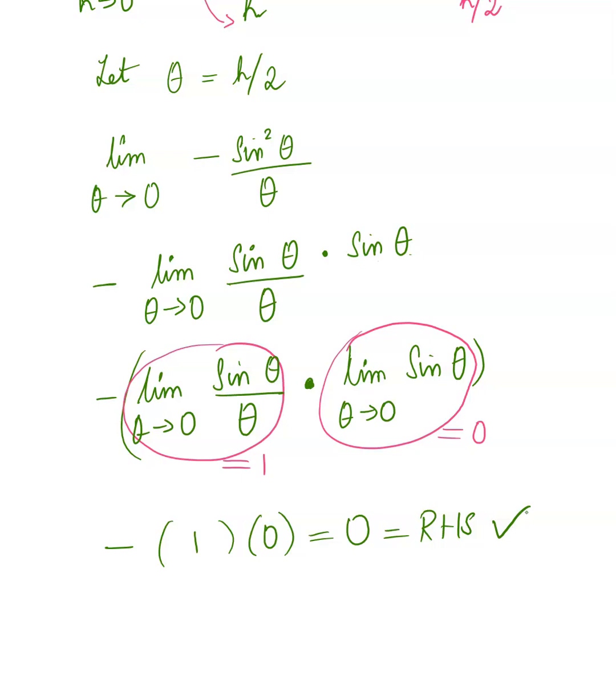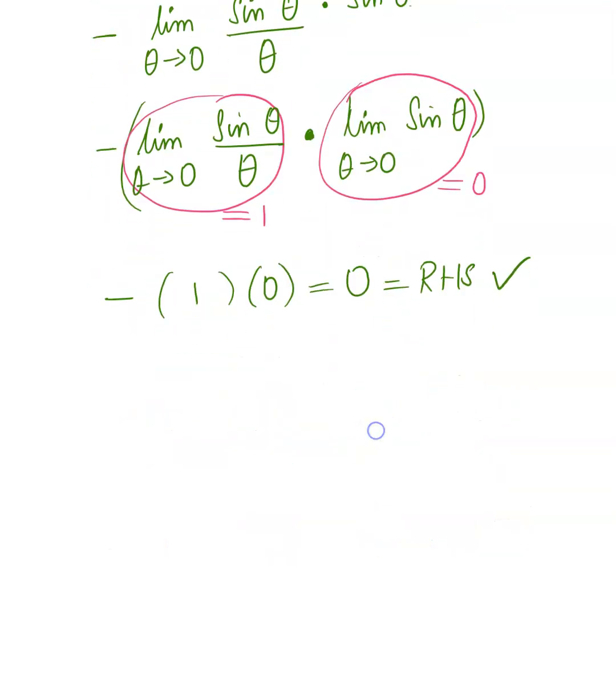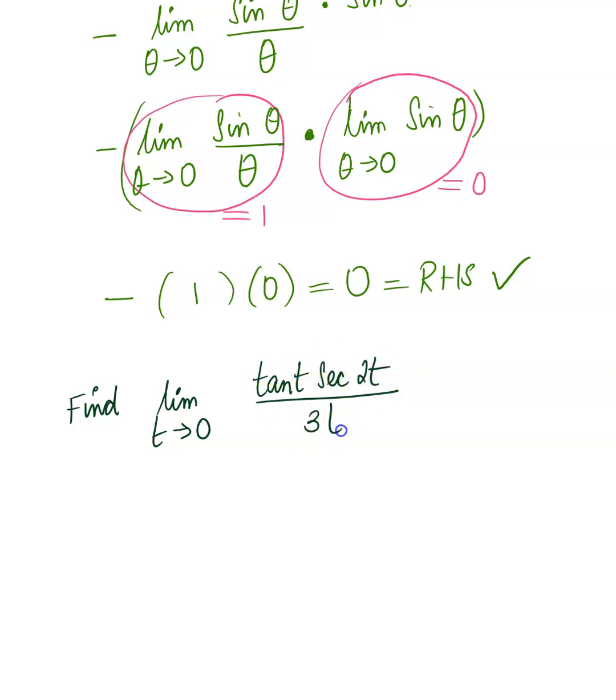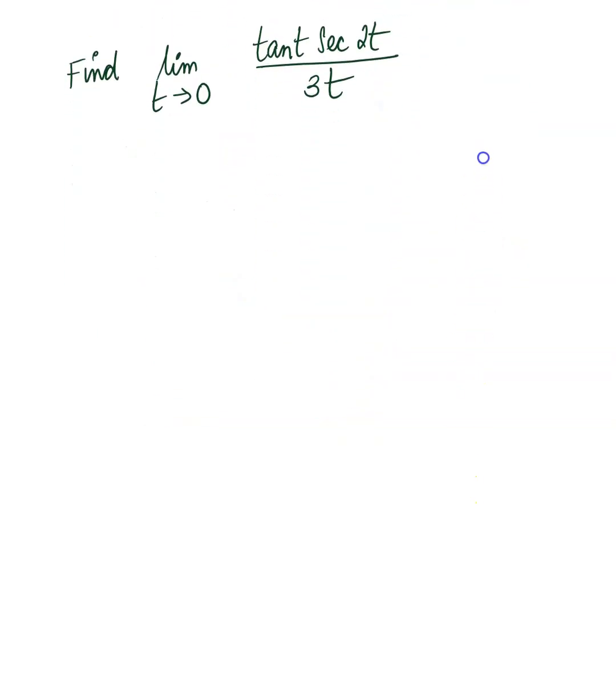So you will have situations where you'll be asked to prove something. Always start from the left-hand side. And if you have a previously known formula, you might want to use that like we did here. Precisely the sine theta over theta limit helped us through all these problems. We'll do one last one. Find the limit of tan t secant 2t over 3t. So this is not a proof situation. We have to find the value.